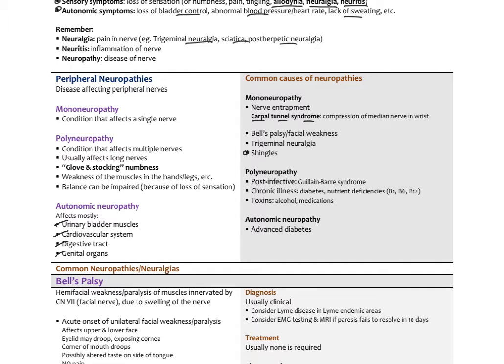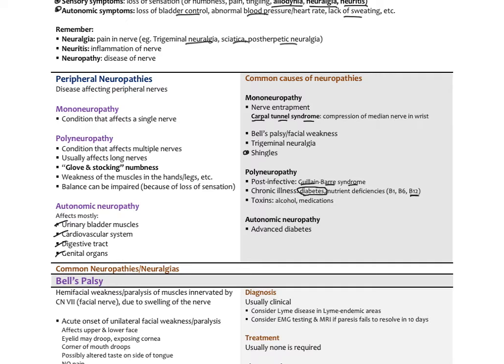Polyneuropathy would be things like post-infectious Guillain-Barré, which we already talked about. That's where you get a demyelinating disease of the peripheral nerves, and it affects usually more than one nerve. Chronic illnesses like diabetes, nutrient deficiencies, especially B12 is a big one. And then different toxins, alcohol, medications might induce polyneuropathy. Classically, peripheral neuropathy, we'll talk about that here. That's from uncontrolled diabetes. It could also be from chemotherapy, you get a neuropathy from that, and so forth.